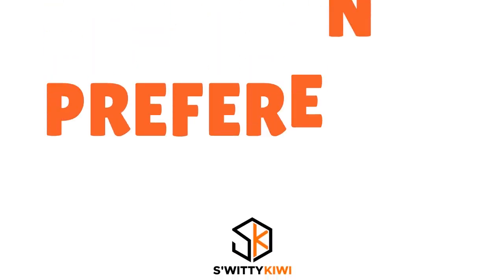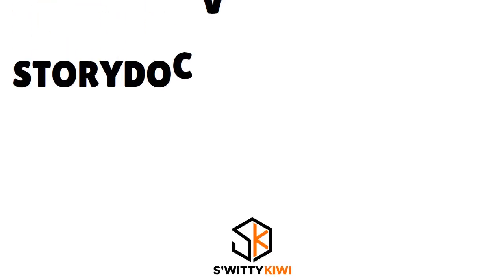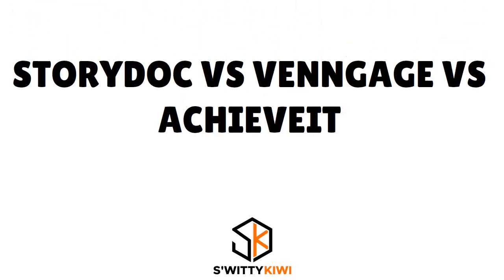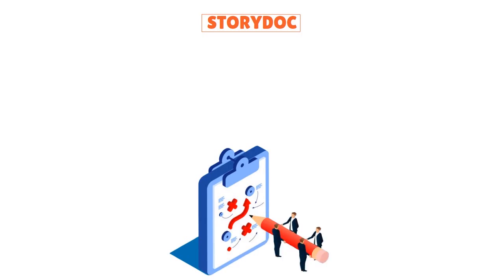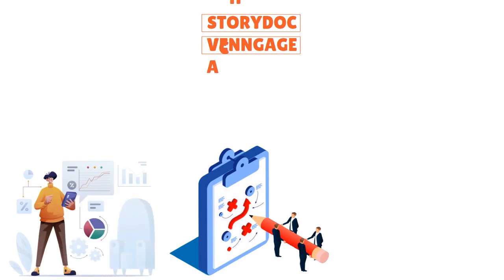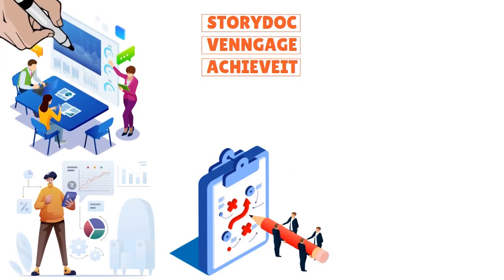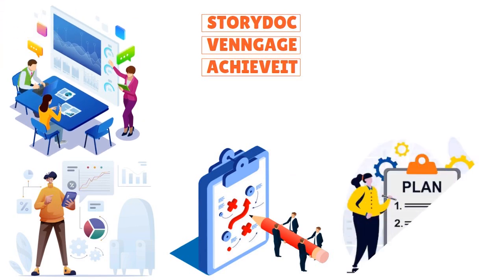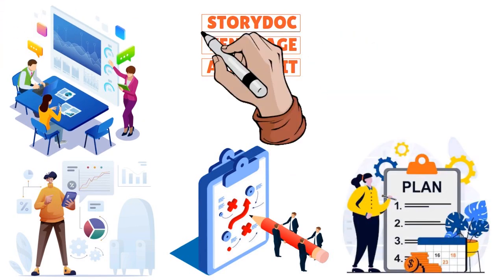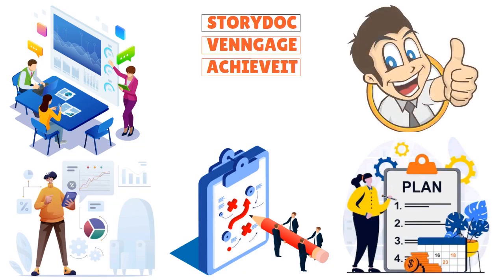So what is our preference here? Storydoc versus Venngage versus AchieveIt. Which one should you go for? Our preference is very simple. Storydoc. We think Storydoc is really great for business plan writing specifically. Venngage is fantastic if you're looking for a tool that's strong on visuals, and AchieveIt if you're looking for a tool that is great on project management. But if you're looking strictly for business plan writing, a business plan tool, Storydoc really is the best.